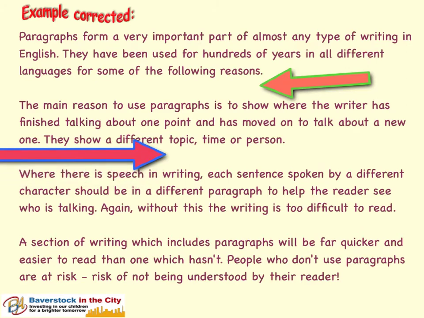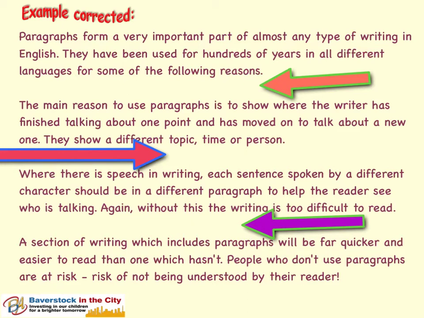Where there is speech in writing, each sentence spoken by a different character should be in a different paragraph to help the reader see who is talking. Again, without this, the writing is too difficult to read. And again, I've inserted a paragraph break just here and began the new paragraph here.